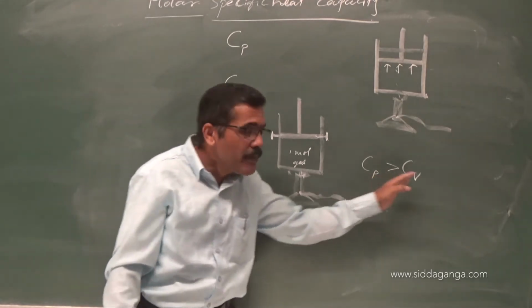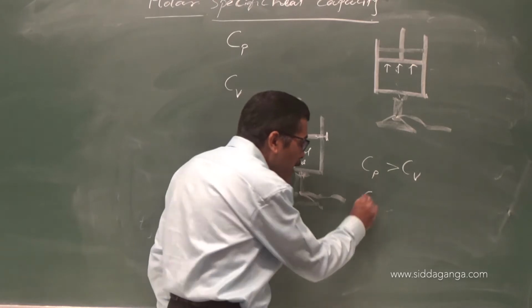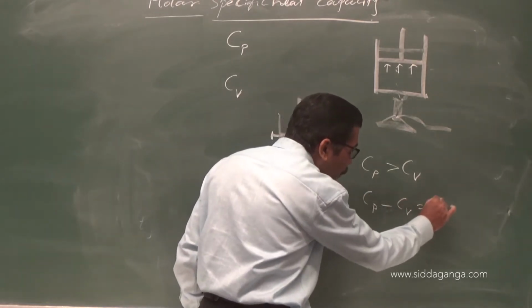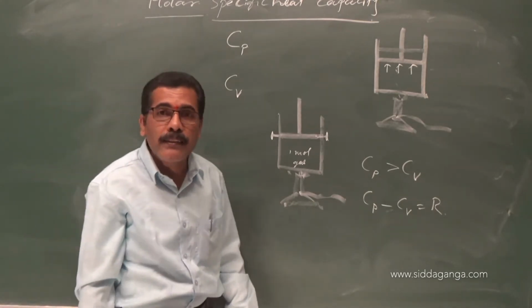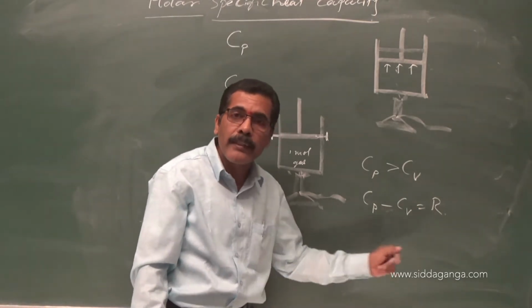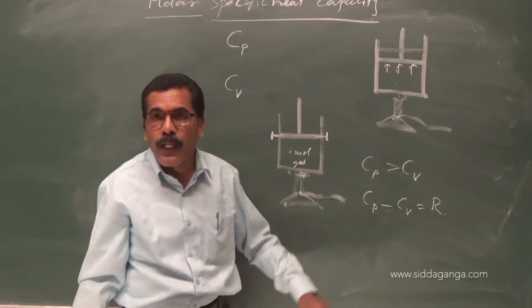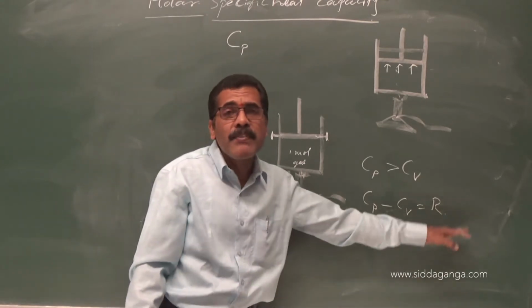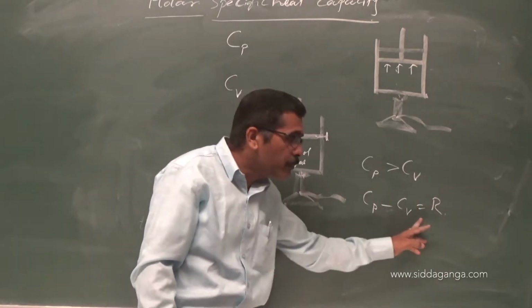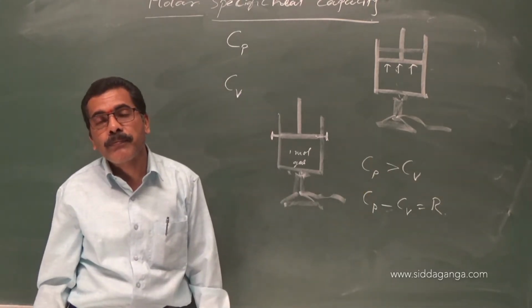Cp and Cv are related by an equation given by Cp minus Cv is equal to R. I will explain this in the third chapter, kinetic theory, how they are related and how we can get this equation, or even in the next chapter, thermodynamics. This is called Meyer's equation. Therefore, the difference between them is equal to the universal gas constant.